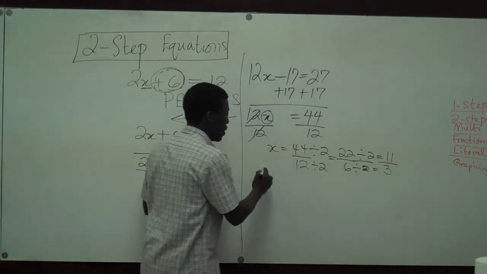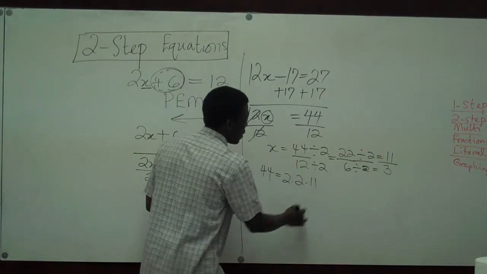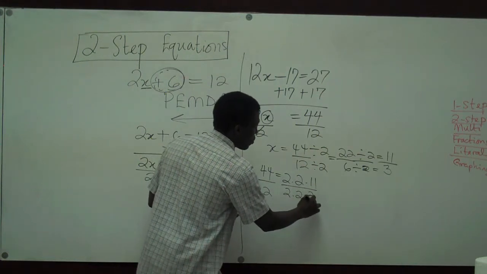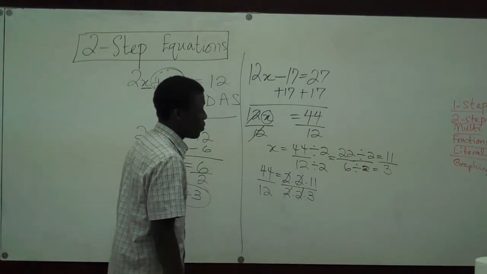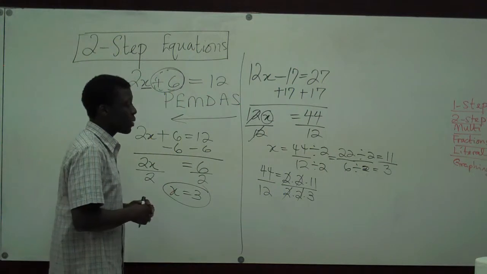I could have also written that 44 in prime factorization mode, if you want to put it that way. And the same thing with 12. I could write it as 2 times 2 times 3. So notice that the 2's cancel, and you're left with 11 over 3. So make sure you know how to prime factorize. If you haven't practiced that, that's a very good skill to have.